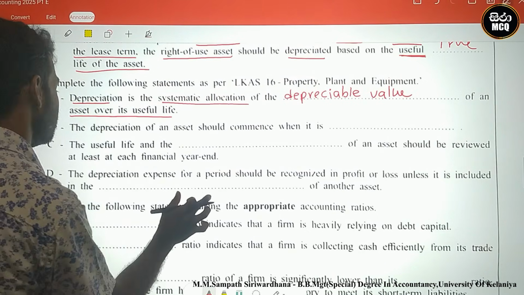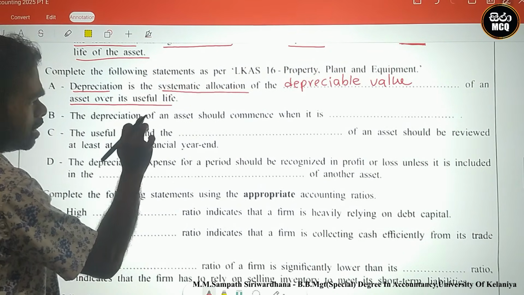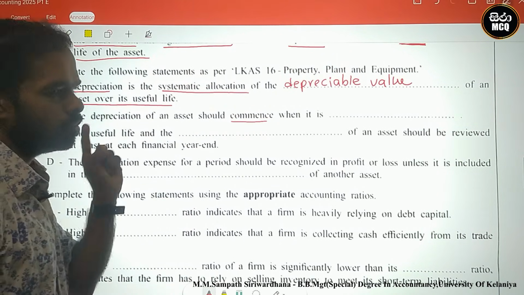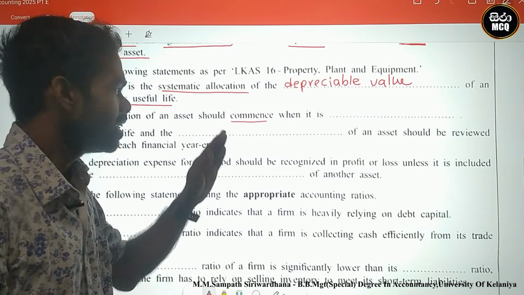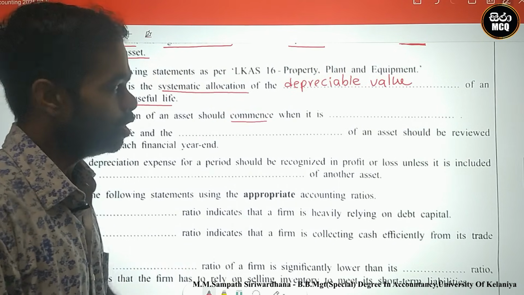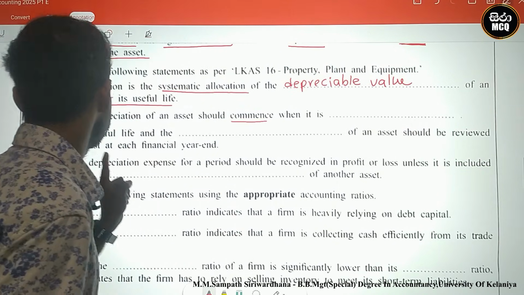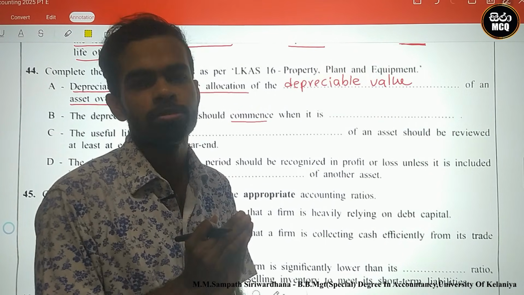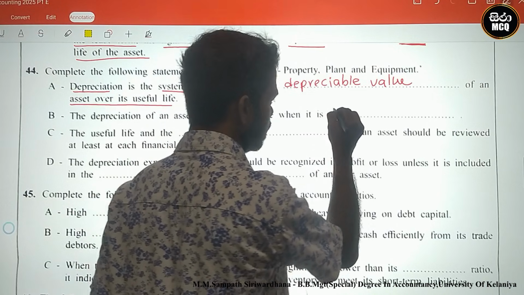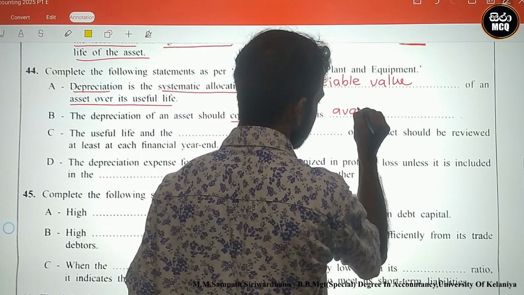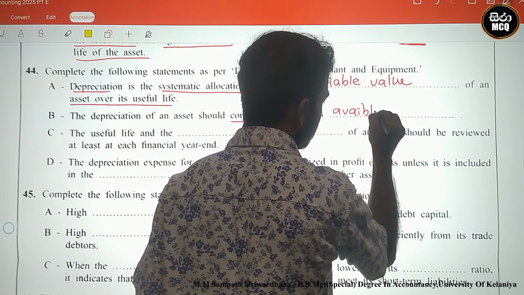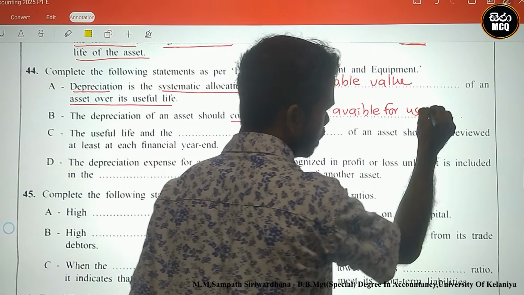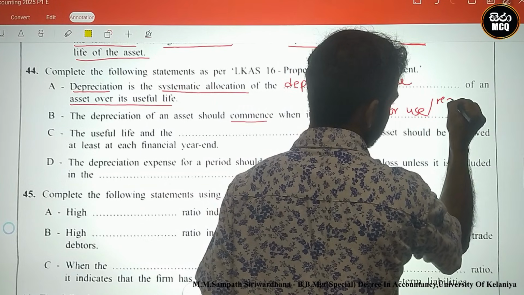Okay, look here, the second one. Depreciation of the asset should be commenced when it is, which time? Ready for use, available for use. The word is available for use. I explained that it means ready for use.